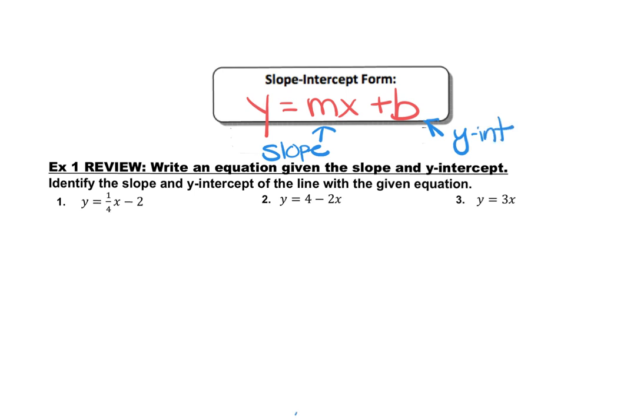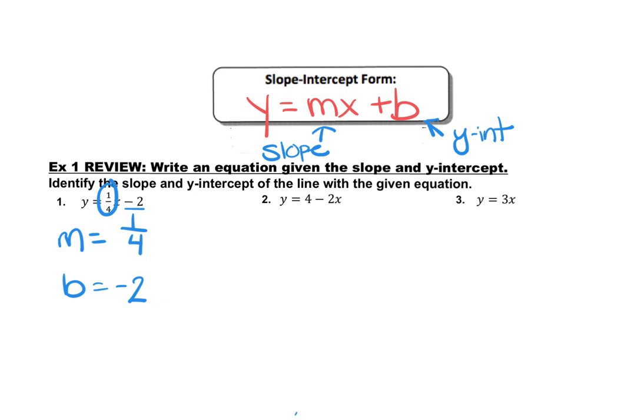Example 1, identify the slope and y-intercept of the line given the equation. So number 1, it says y is equal to 1/4 x minus 2. So let's go ahead and identify the slope, and we're going to identify the y-intercept. And remember, the slope is always a number with the variable. All of these are solved for y, but I just want to remind you that if they're not solved for y, you do have to take that one more step and solve them for y before you can identify the slope and the y-intercept. So right here, we've got a slope, the number with the variable, of 1/4, and a y-intercept then of -2. Don't forget that you've got that -2.